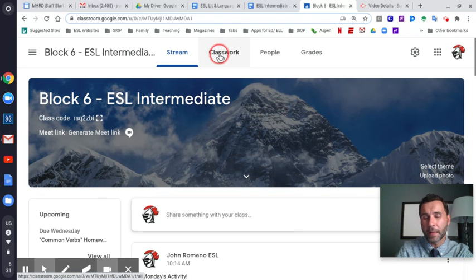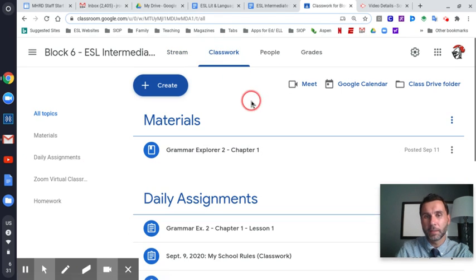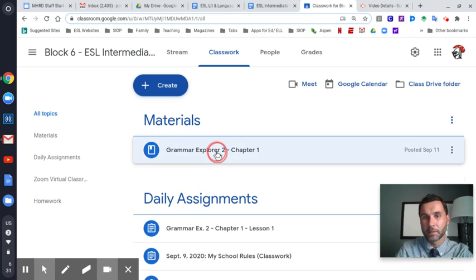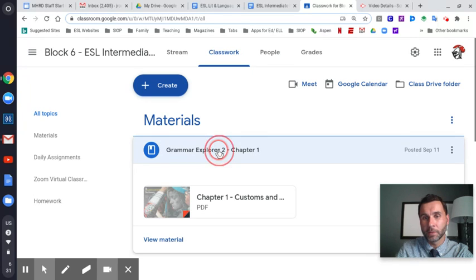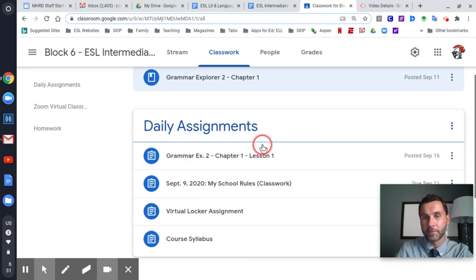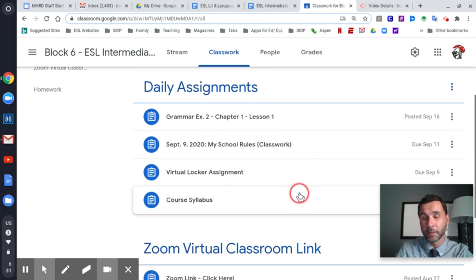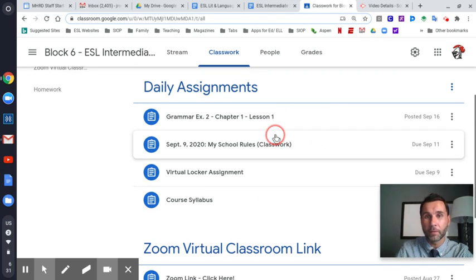If they go into Classroom, what they're going to see is a very organized by topic menu. So we have materials. In this case, this is our textbook that we've been using. So it's always there. We have daily assignments. So they can see the dates on the side. And if they miss anything, it's all right there.